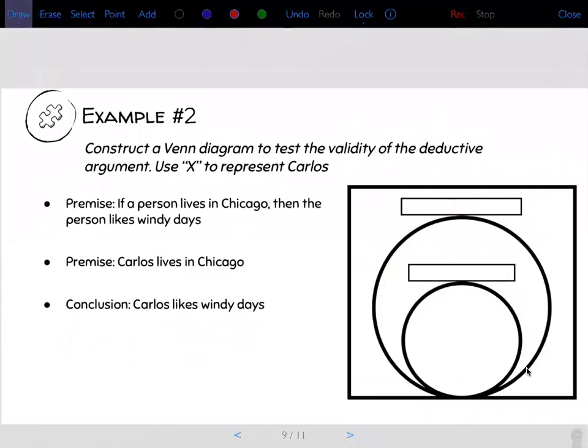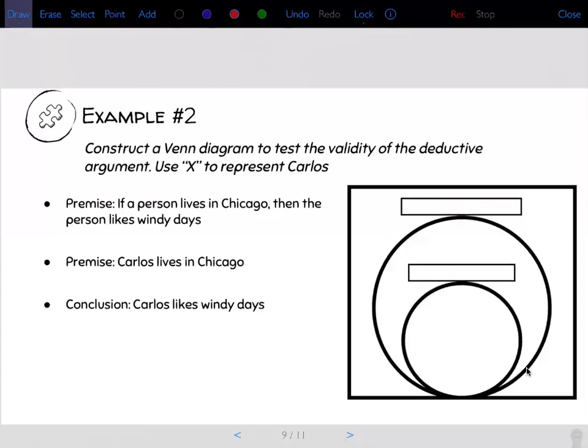The next example says, if a person lives in Chicago, then the person likes windy days. So let's start by drawing our Venn diagram on the first premise. A person lives in Chicago, then the person likes windy days. You don't necessarily have to live in Chicago to like windy days. You could live in some other city and like windy days as well. But this is saying that every person that lives in Chicago likes windy days.